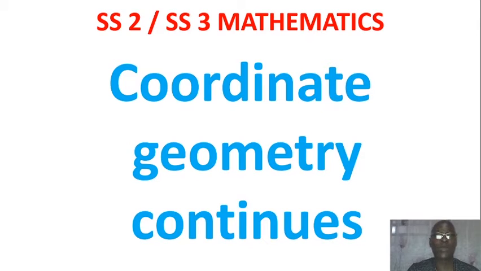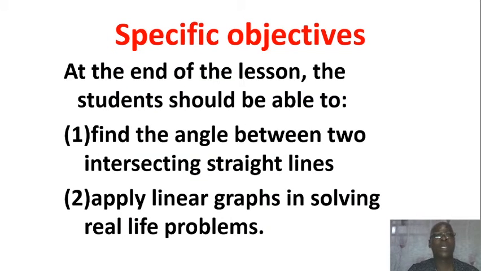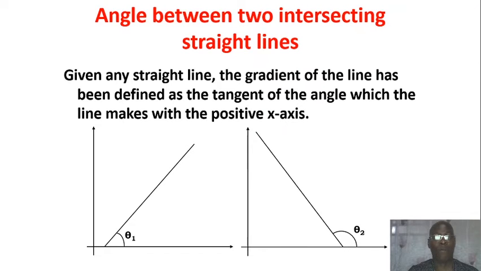We are continuing with our coordinate geometry. Our specific objective at the end of the lesson: the student should be able to find the angle between two intersecting lines and then apply linear graphs in solving real-life problems. The angle between two intersecting lines.